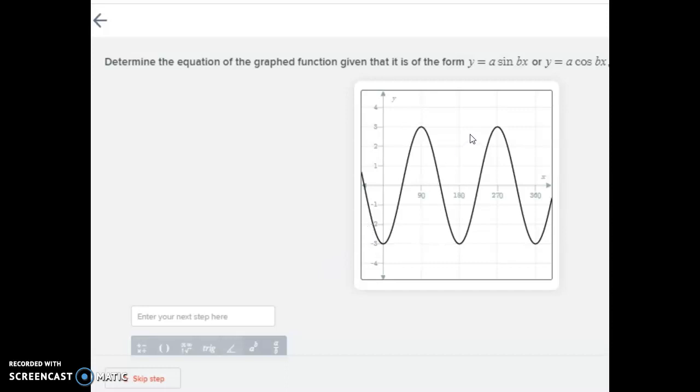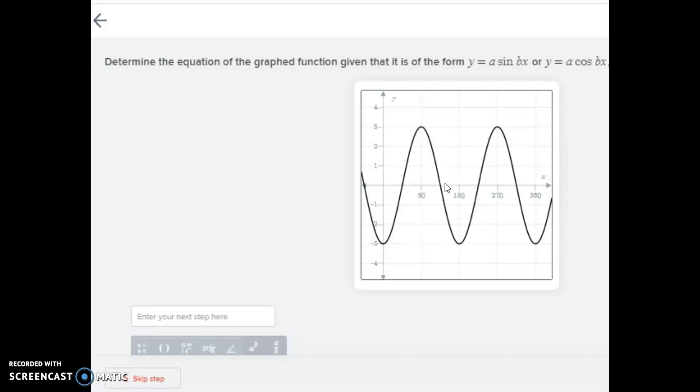All right, now we got to figure out what the amplitude is. Well, it's centered about the x-axis, and it goes up to 3, and it goes down to -3. So the amplitude is 3.